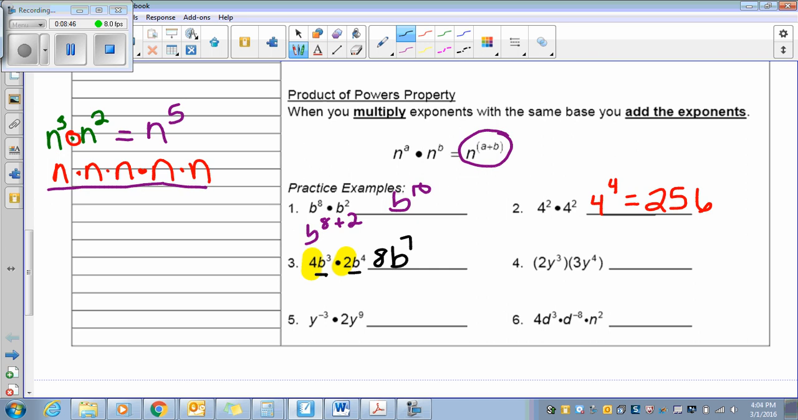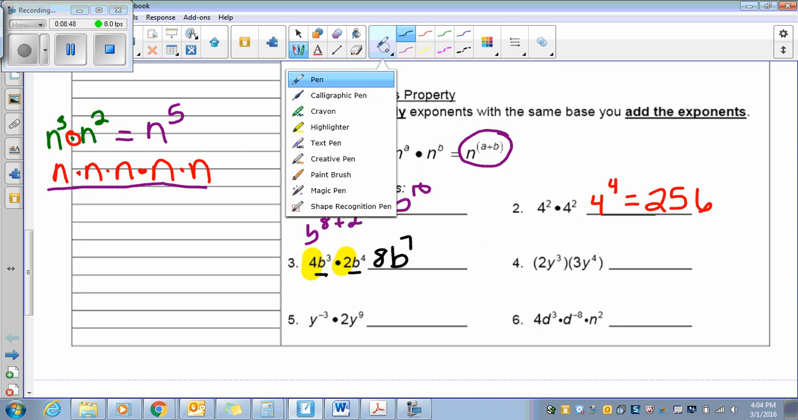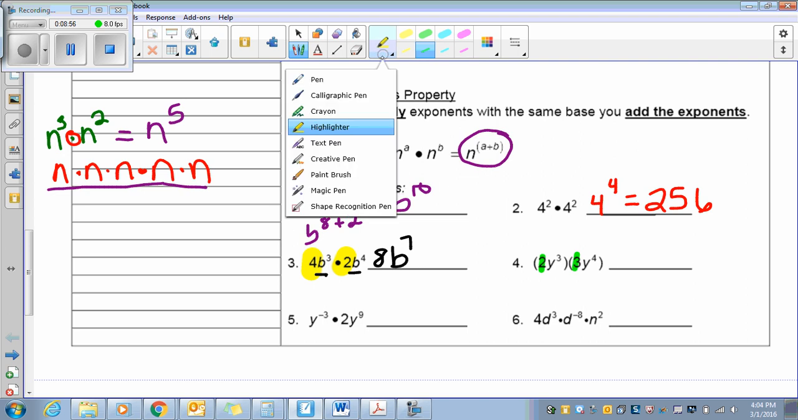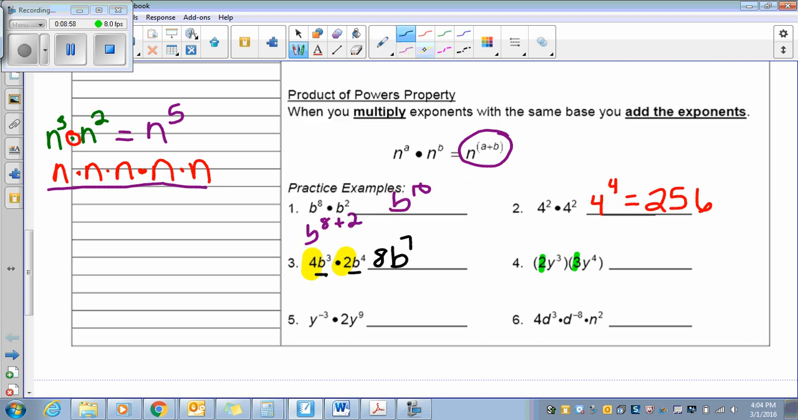Likewise, for number 4, again, we have our coefficients. So I have 2 and 3 I want to multiply together. And that will give me 6. And then I can deal with my y cubed times y to the 4th, which will give me y to the 7th.